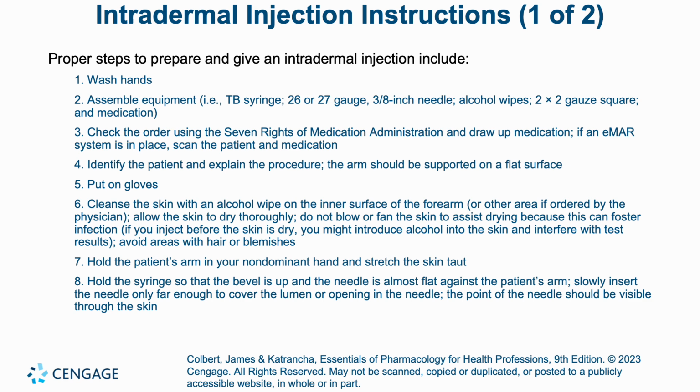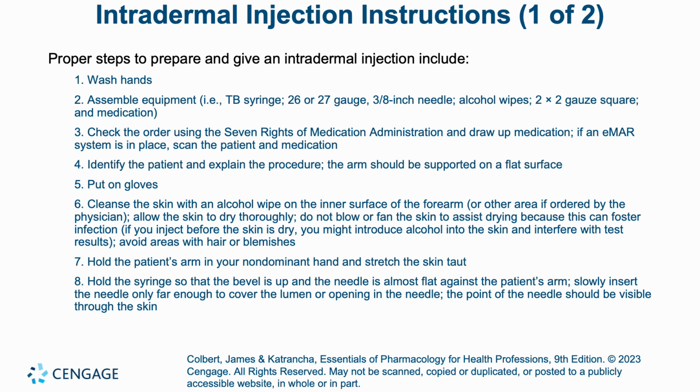Hold the patient's arm in your non-dominant hand to make sure that you have a good grip on it while you're injecting, and stretch the skin taut, which means kind of spread the skin so that it's tight against the underlying structure of the arm, because you don't want loose skin. It's a lot more uncomfortable for the patient.